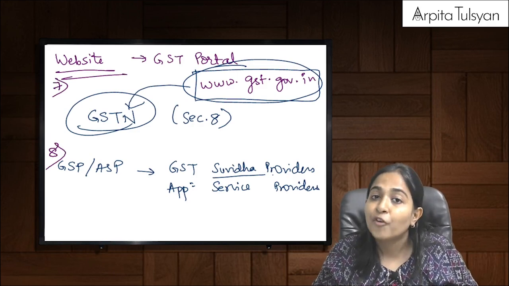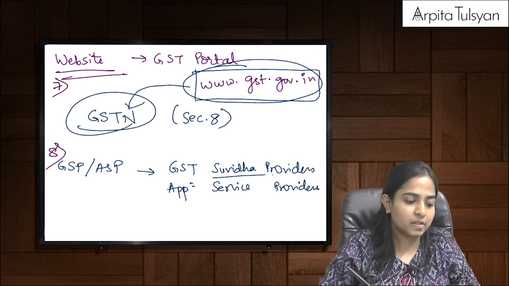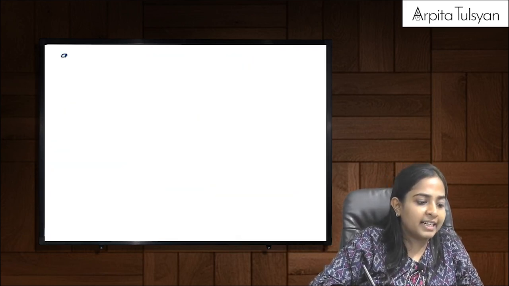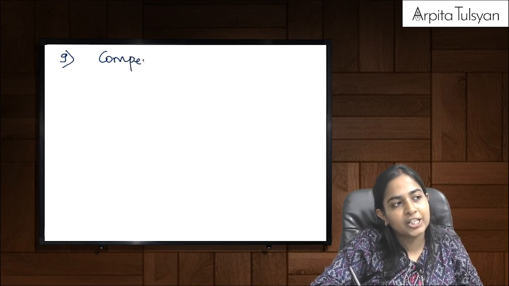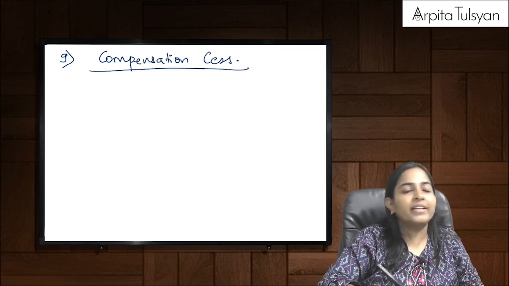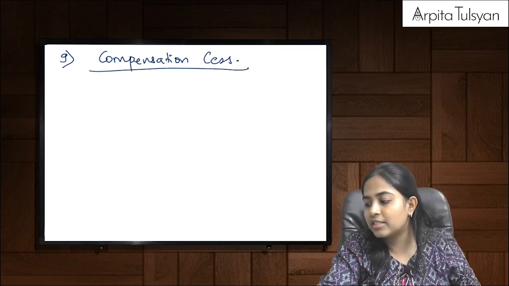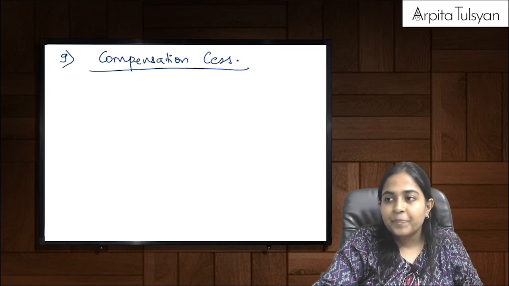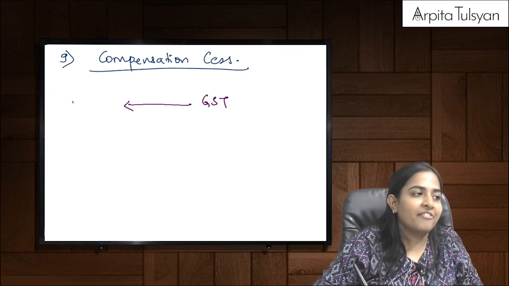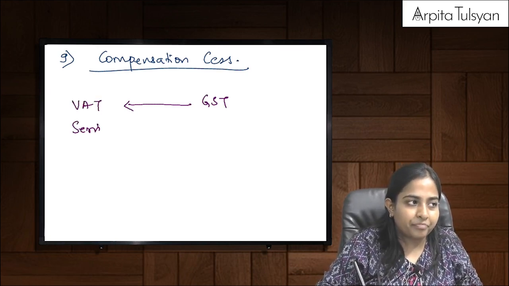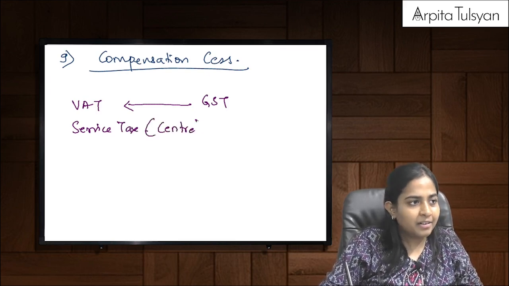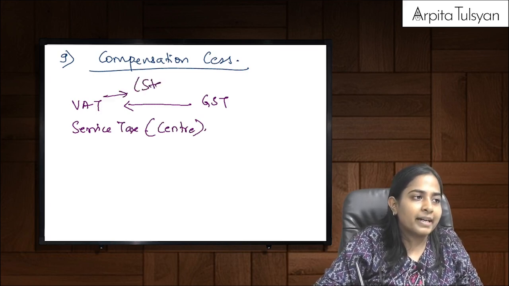Suvidha stands for service, right? Then after that, the next thing is something called compensation, which I had mentioned I'll tell you later. Now listen. When GST was introduced, before that, VAT and service tax were applicable. Service tax was collected by the central government. VAT was collected by the states.